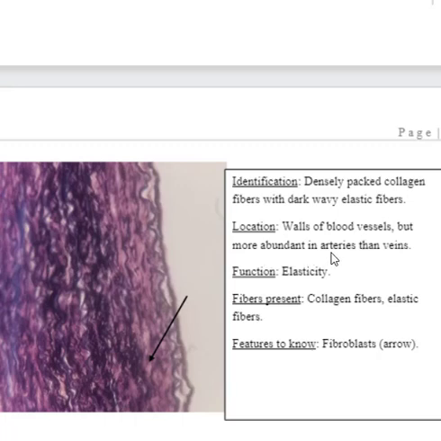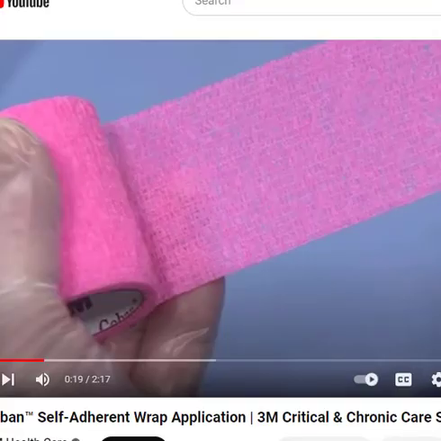So you're going to find it in the walls of blood vessels, but it's much more abundant in arteries. And this is probably a piece of an aorta. And it has collagen fibers, elastic fibers, and as always, anytime you see fibers being laid down, then you know that you have to have fibroblasts laying them down for you.